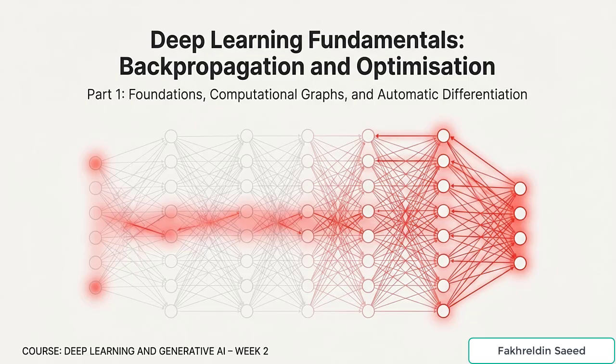Today, we're diving into the mathematical engine of deep learning, backpropagation. It really is the single, elegant algorithm that allows a neural network to learn from its mistakes. Understanding it is absolutely the key to unlocking how modern AI truly works.